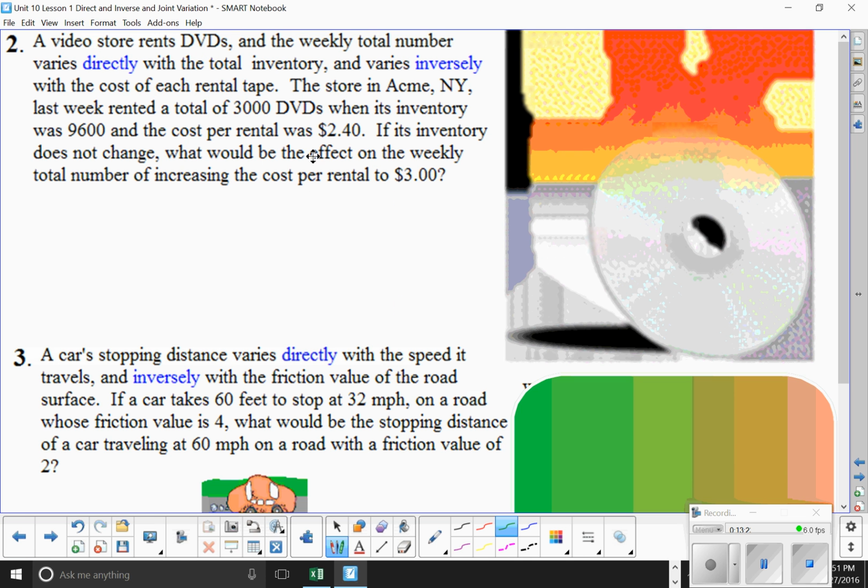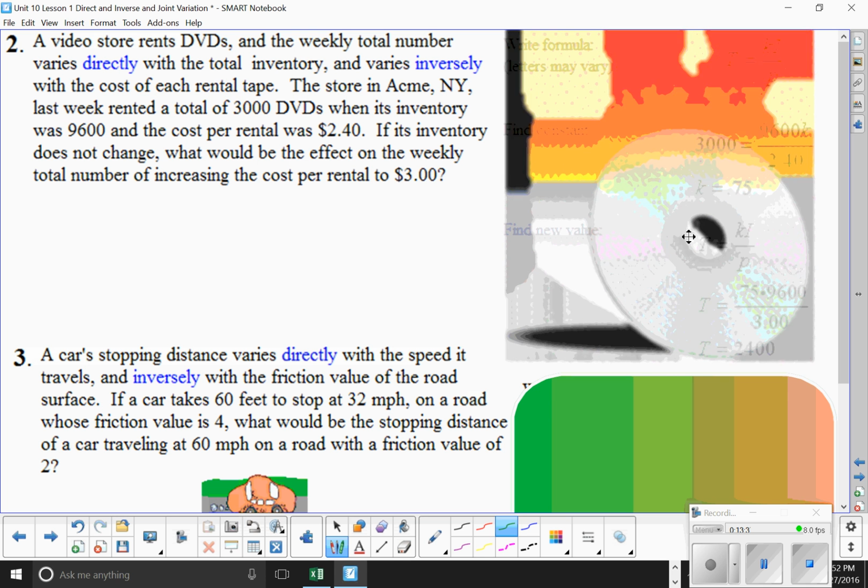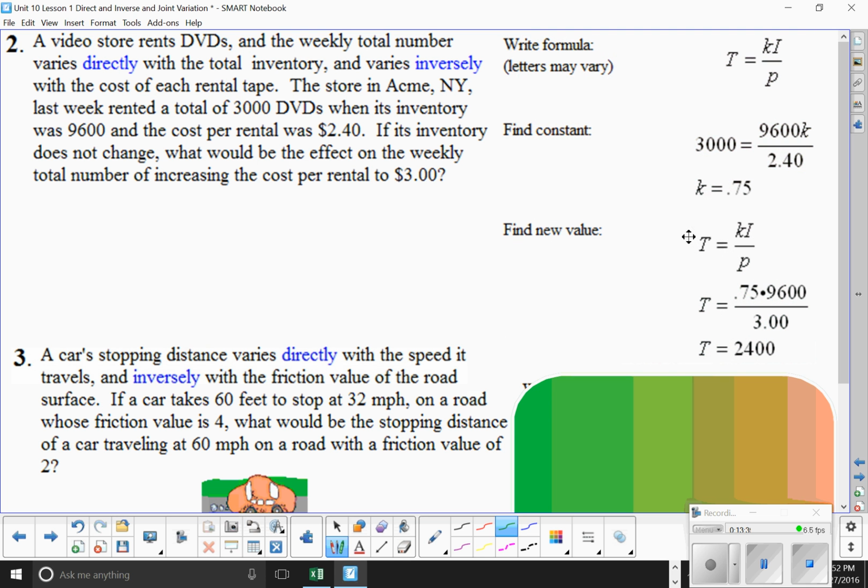Same idea. Here are 2 more word problems. Pause the video now. Write out the problem. Find the constant. Find the new value. Back so soon? Let's check it out. Doing good? I sure hope so.